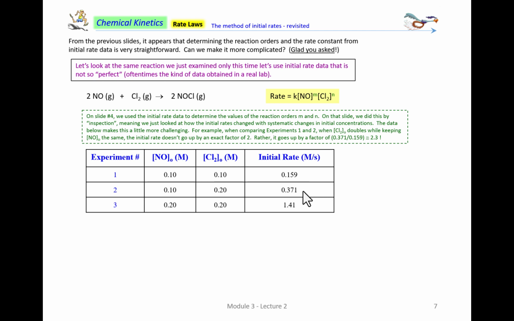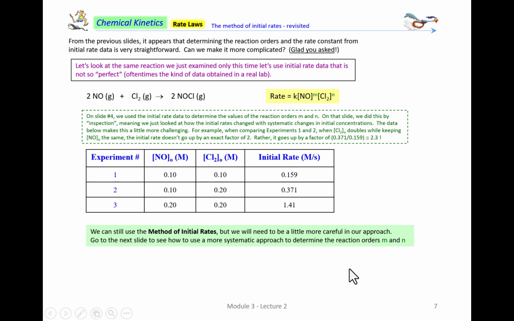So, and we'd find a similar complication when comparing experiments 2 and 3. So we can still use the method of initial rates, but we need to be a little bit more careful in our approach. So what I'd like to do is walk you through a more systematic approach to determine the reaction orders m and n when it's not obvious by inspection what m and n should be.